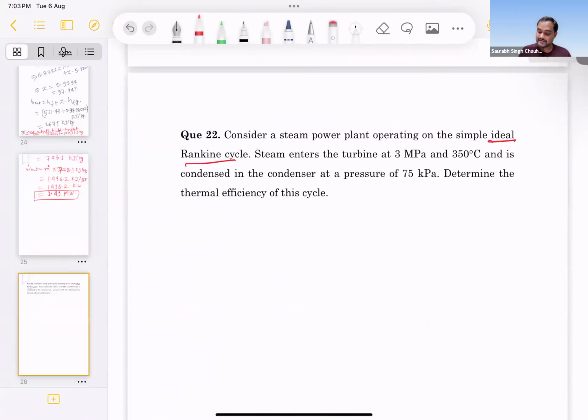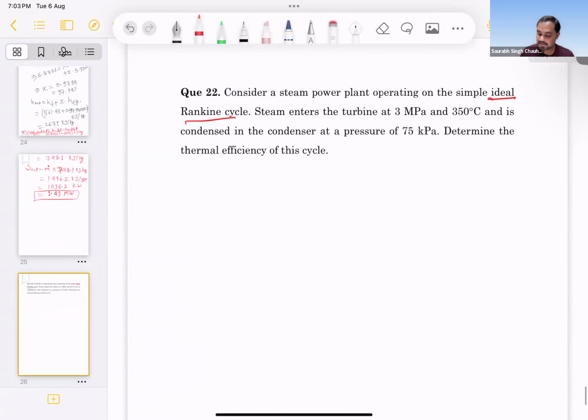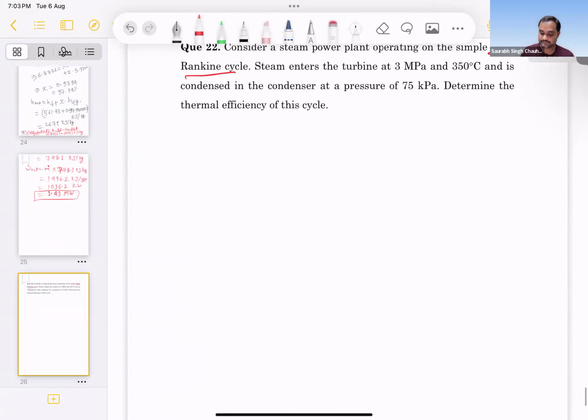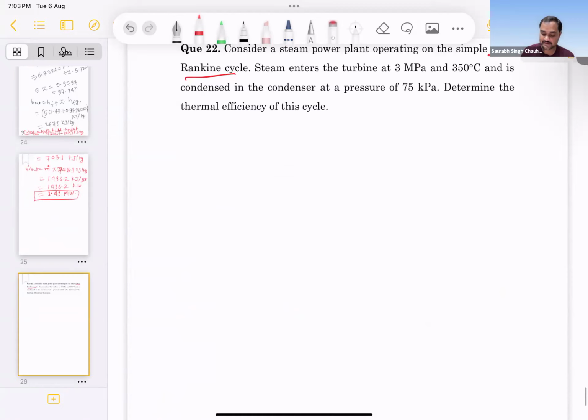steam enters the turbine at 3 megapascal and 350 degrees Celsius and is condensed in the condenser at a pressure of 75 kilopascal. We have to find the thermal efficiency of this cycle. Okay. First, let us make the TS diagram. When you make the TS diagram, it becomes easy to see what properties are given and what properties you need to find out from the table.